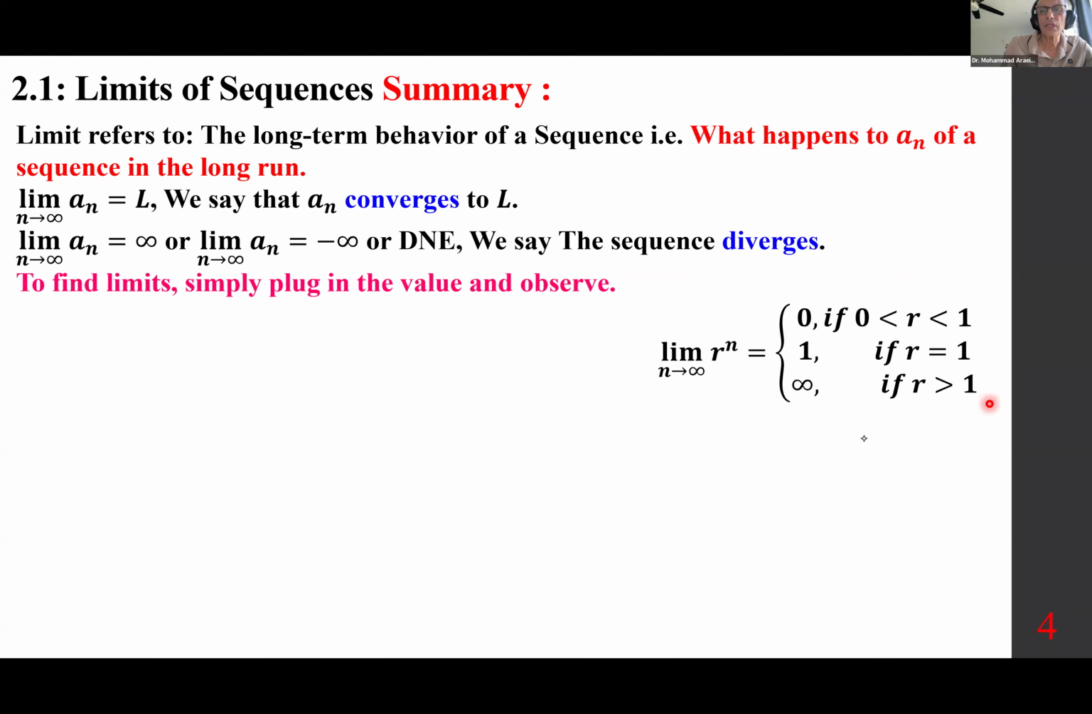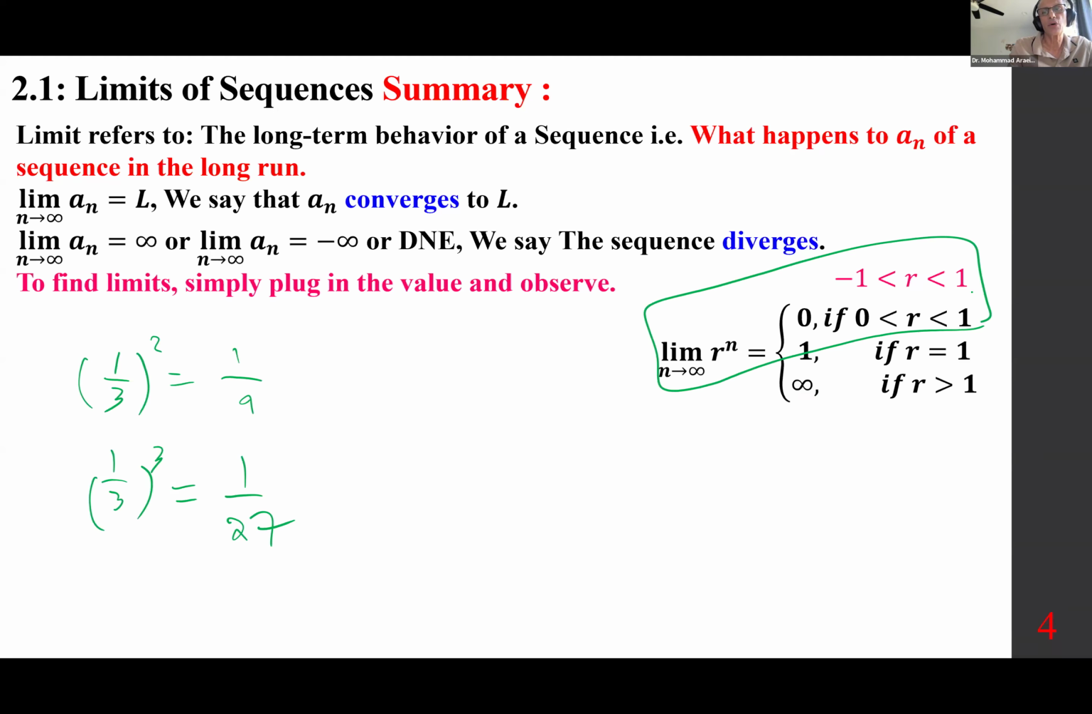Now, one theorem that is really handy: the limit of r to the power of n as n approaches infinity is 0 if r is between 0 and 1. In fact, if it's between negative 1 and 1 it works out. If r equals 1 it is 1, and if r is larger than 1 it is infinity. Just a couple of examples to show you: if I have 1/3 and raise it to the power of 2, it becomes smaller, 1/9. And cube it, it's even smaller. That's why it ultimately goes to 0.